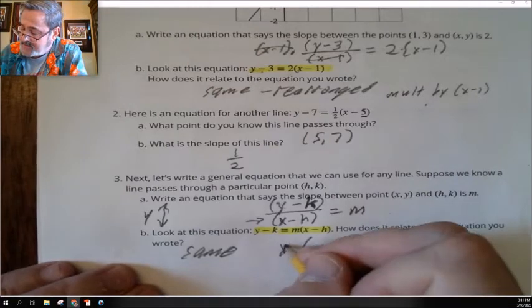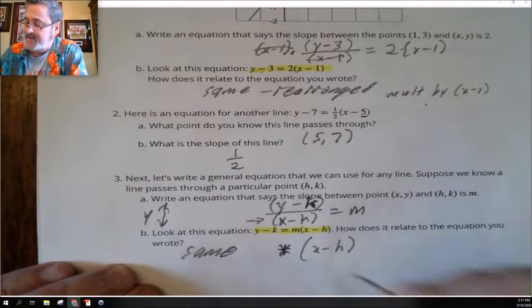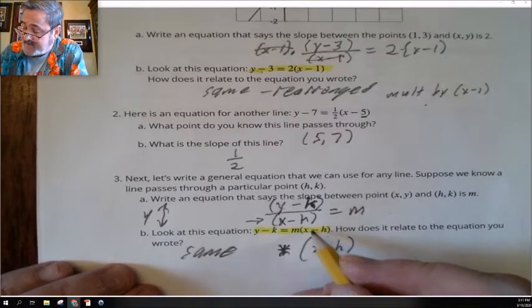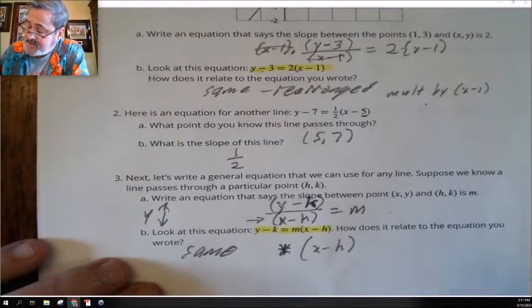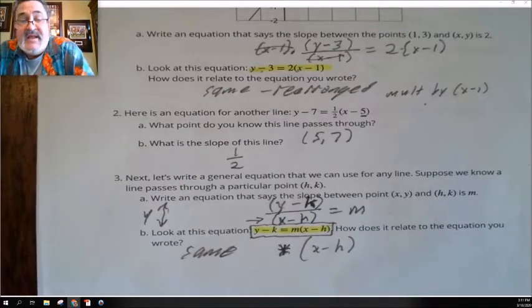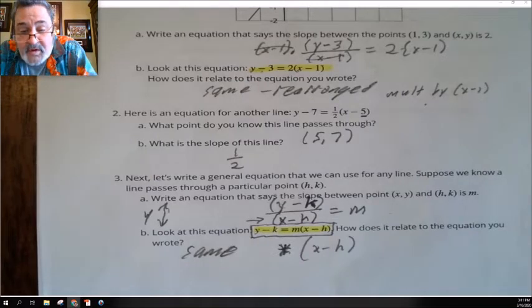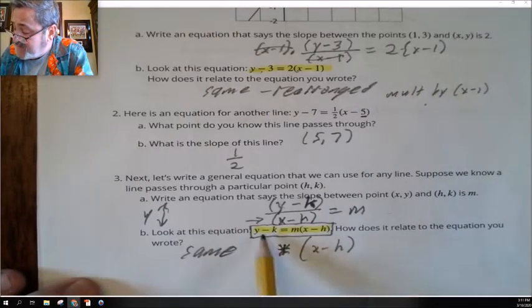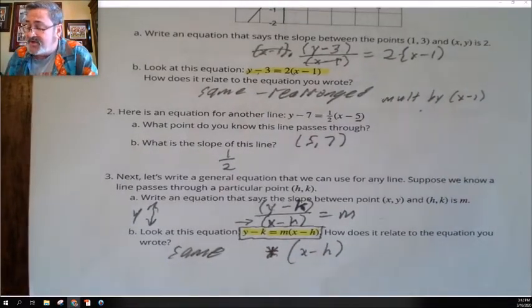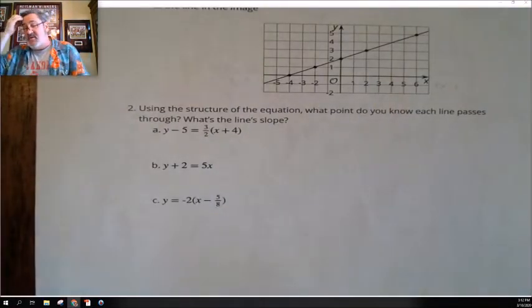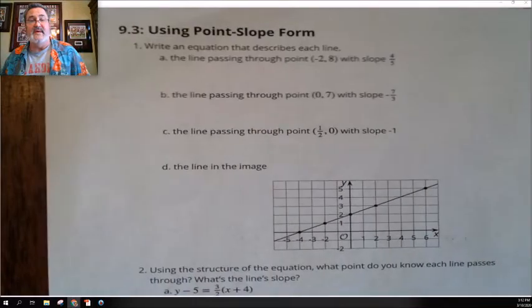I'll make that an asterisk so it's not an x. Times x minus h. And then that'll take the x minus h and put it out there. So this right here is the point slope form of the equation of a line. Point slope. Why do we call that point slope? Because it gives us the point and the slope. This is called the point slope equation for a line.